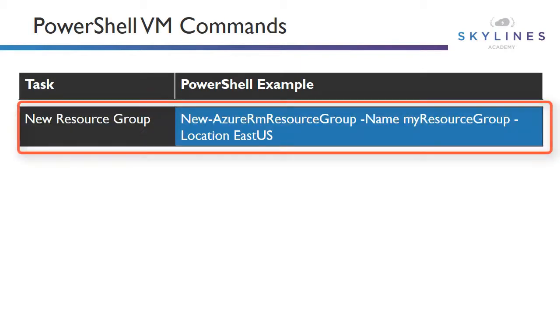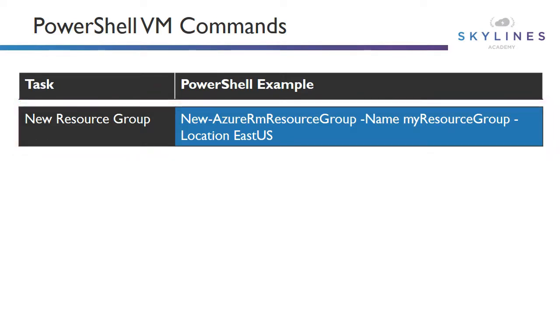First of all, new resource group. To use this PowerShell command, use the commandlet New-AzureRmResourceGroup. You then pass two parameters to it. -Name is our first one, which is our resource group name that we would type in after that, and then -Location, which would be East US as an example, or North Central US as I used previously when I deployed the virtual machine using the portal.